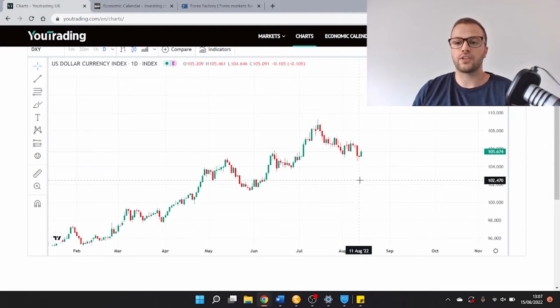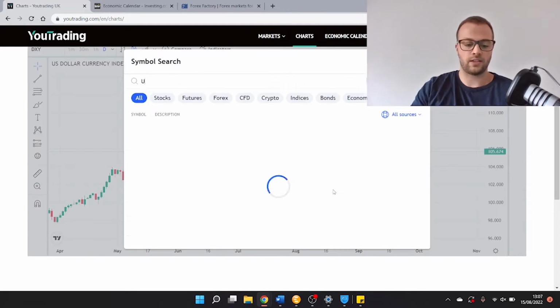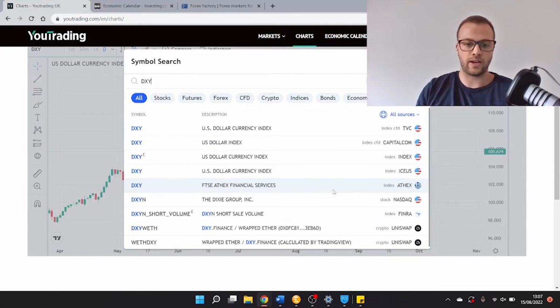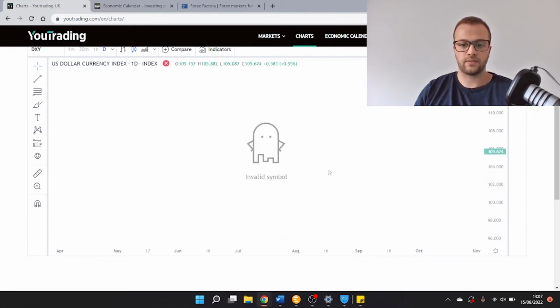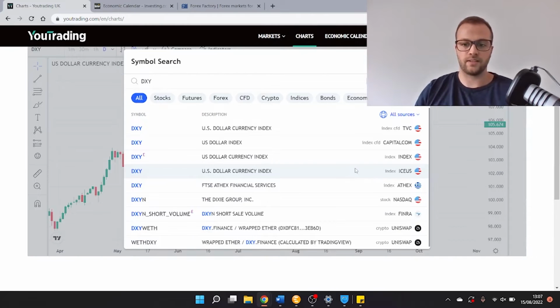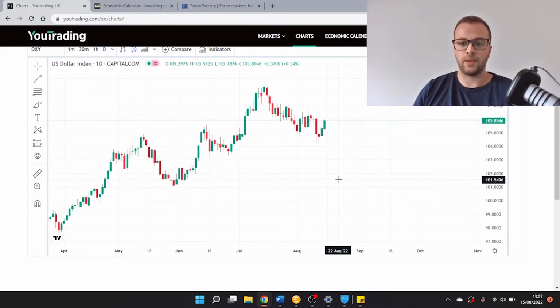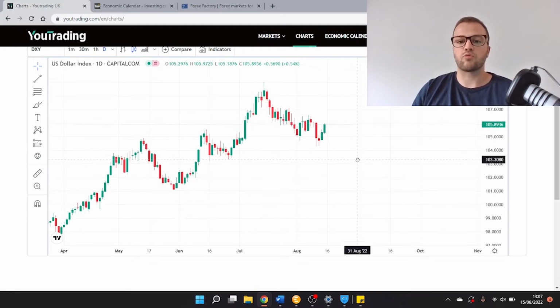So I've got the dollar index here. This is the first chart I'll show you, and actually no, that's the incorrect one. Let me bring up the up-to-date chart. Here we go. You can see that the dollar is rallying.